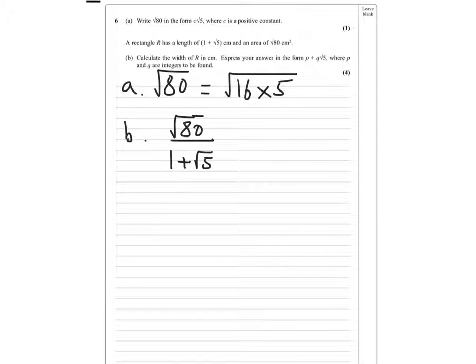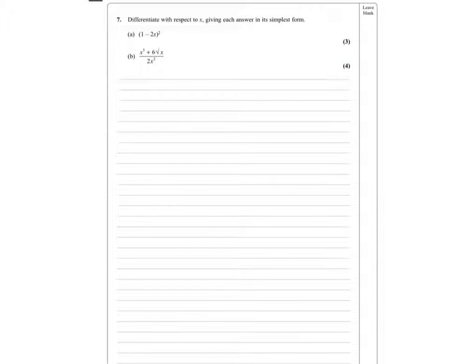Okay, we're now going to have to rationalise the denominator, aren't we? So you've got to do something like this. And that's all I'm going to say, and it should come out into this sort of form here, P plus Q root 5. So you should have all your integers and stuff like that, so there you go.